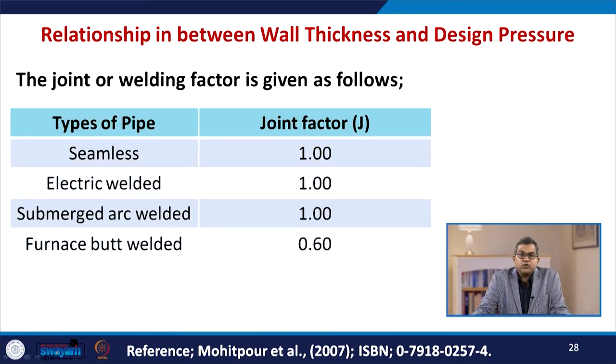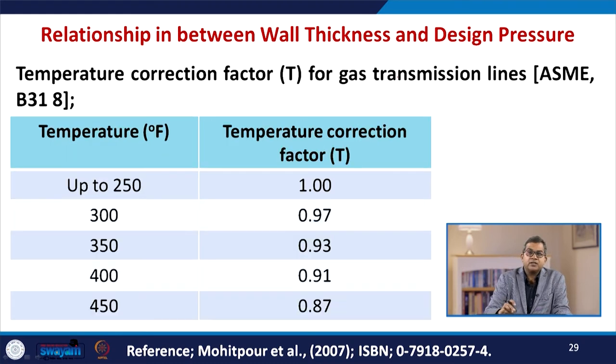Similarly, the joint or welding factor J is given for different pipe types. For seamless, the joint factor J is 1.00. Electric welded, then again the joint factor is 1.00. If we say submerged arc welded, then again the joint factor is 1.00. And if we take furnace butt welded, then the joint factor is 0.60. Then the temperature correction factor.